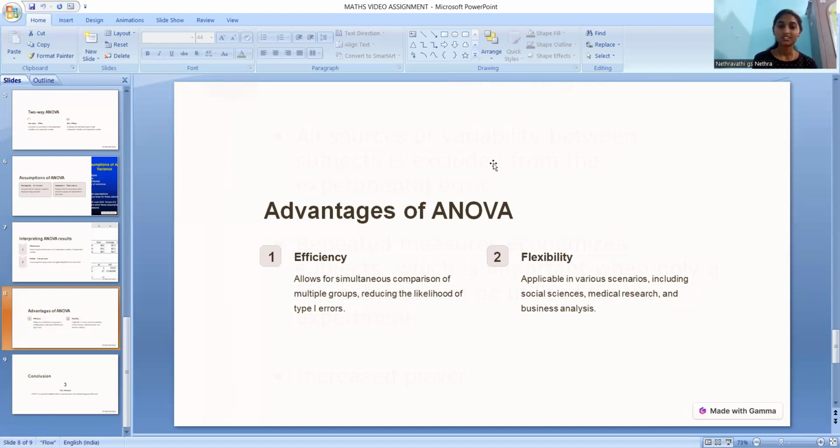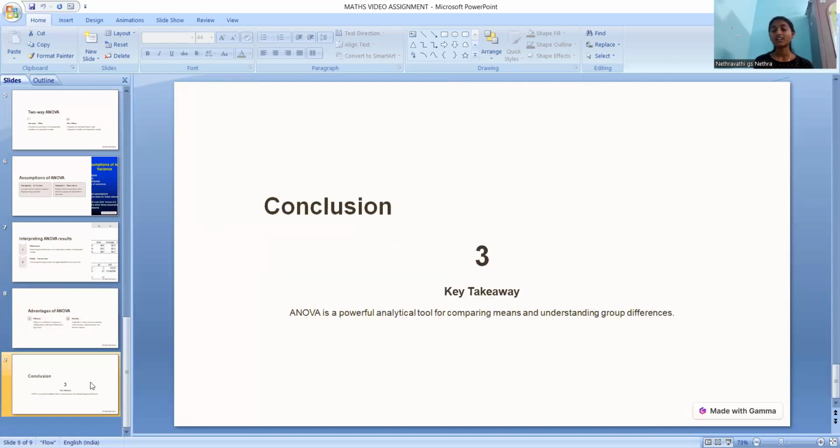That's it. So this is about the advantages of ANOVA, and finally I come to the conclusion. There are key takeaways: ANOVA is a powerful analytical tool for comparing means and understanding group differences. To compare the means and the differences between two groups, ANOVA plays a very important role in the present-day scenario.